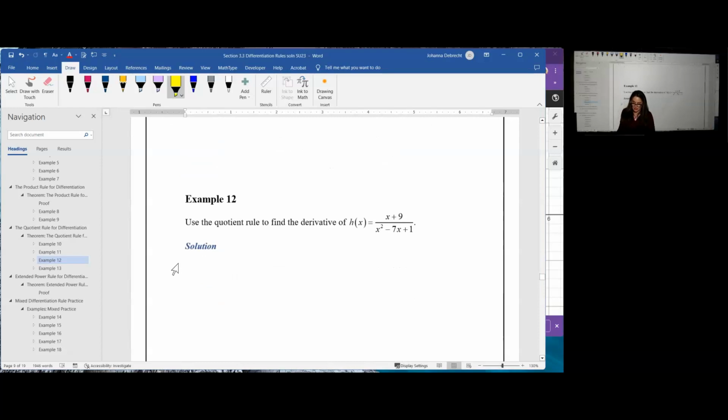Let's take a look at the next one. It's similar, but now they're not the same type of function. We still are going to apply the quotient rule.